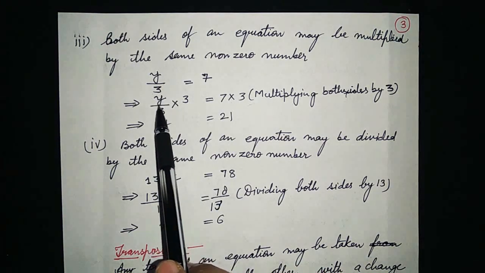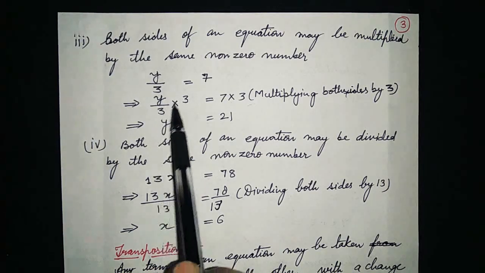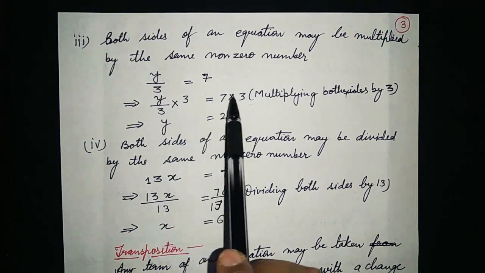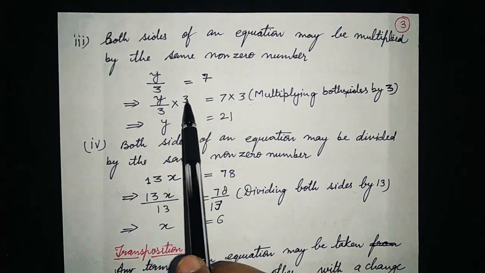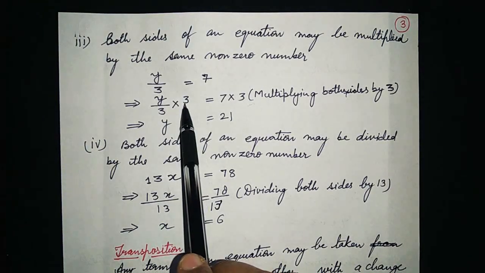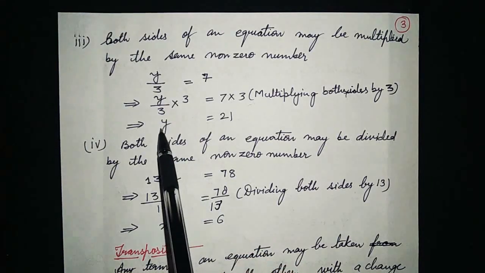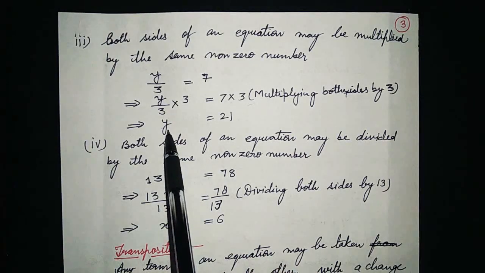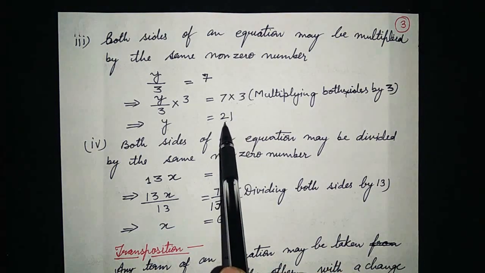We want the value of y only. So to eliminate this 3, what can we do? We can multiply both sides by 3. After multiplying both sides by 3, this 3 and this 3 you can cancel. 3 into 1 is 3 and here 3 into 1 is 3. What will remain here? Only y, and on the right hand side 7 times 3 is 21.